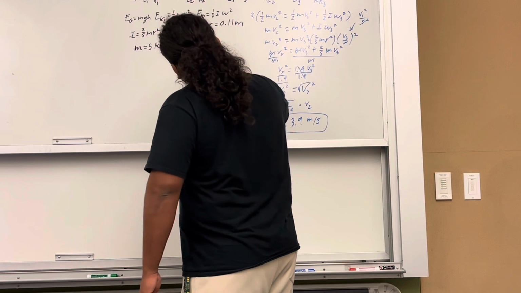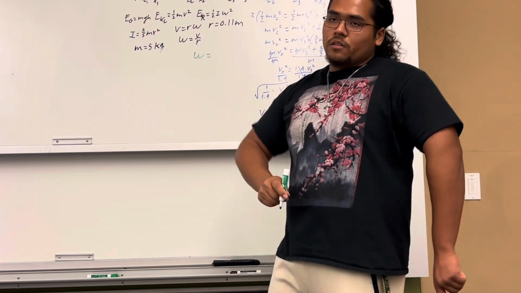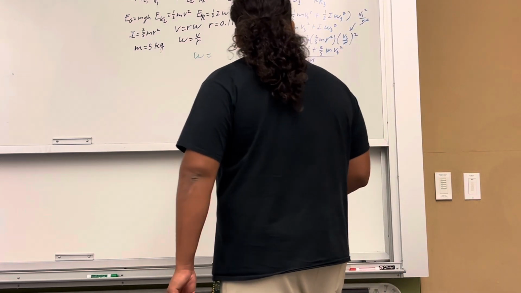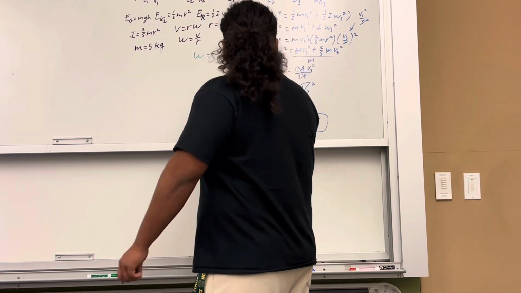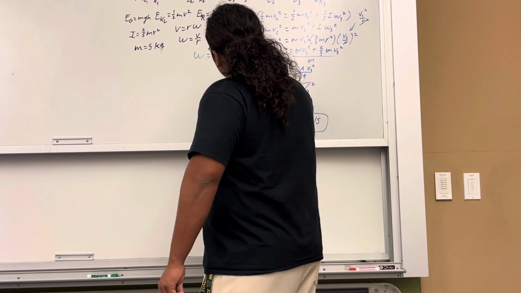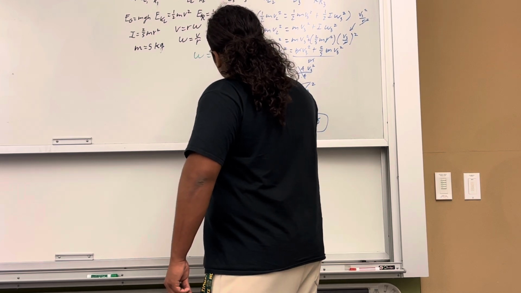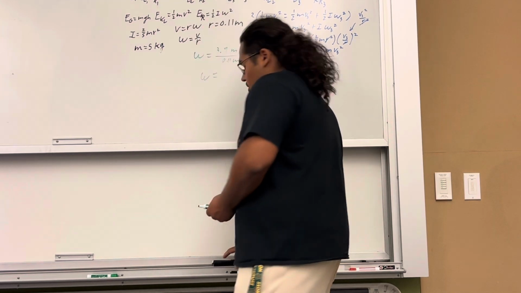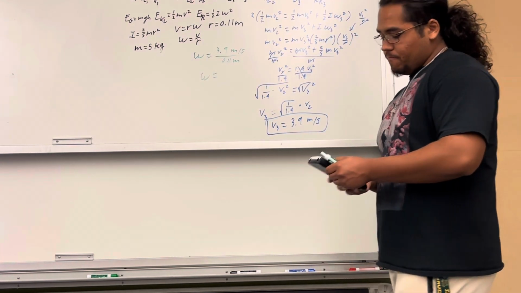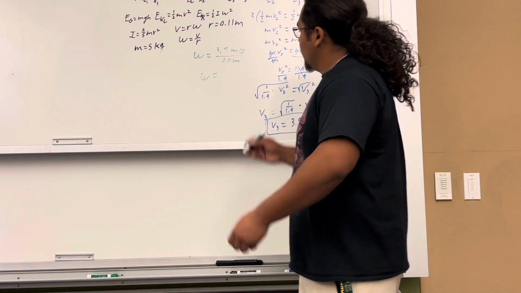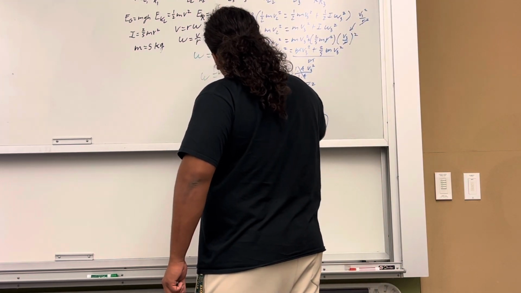Angular velocity is super simple. We already know that the radius is 0.11 meters, and since this is event 3, we'll use the velocity of event 3, so 3.9 meters per second divided by 0.11 meters. The answer for that will be in radians per second. So 3.9 divided by 0.11 is 35.45 radians per second.